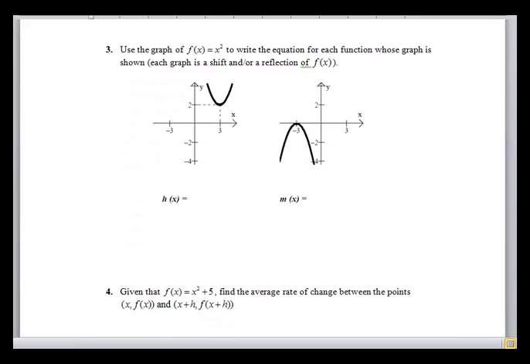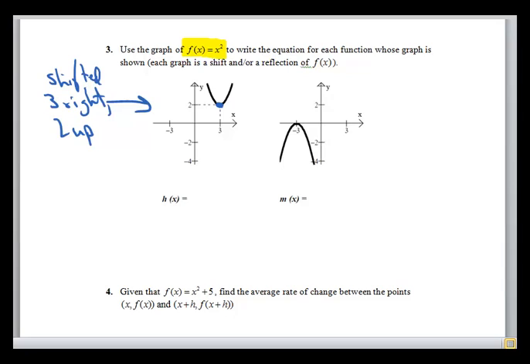And then number 3 is just more of this idea of shifting and doing transformations of functions. So what they tell you here is that these two graphs in number 3 are all just the graphs of y equals x squared, and they've been shifted or reflected. So this first one here on the left has been shifted 3 right and 2 up, because instead of being at 0, 0, the vertex is at 3, 2.